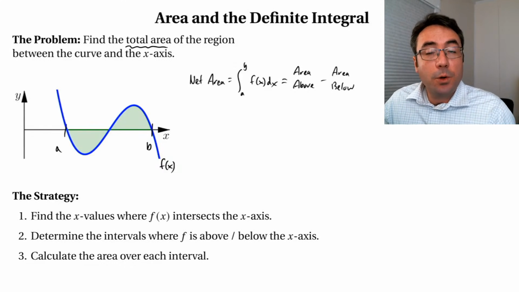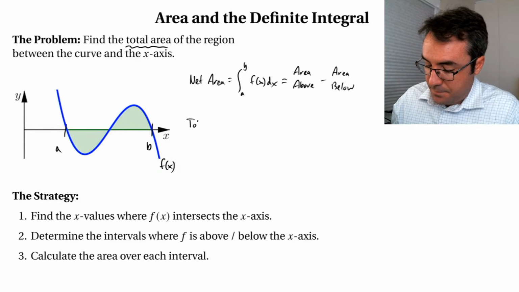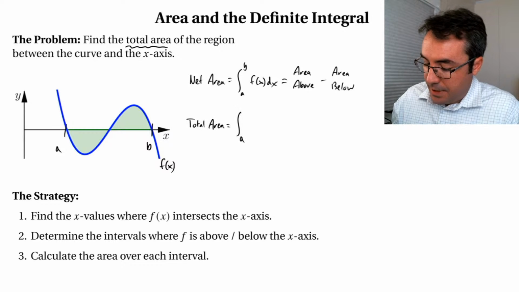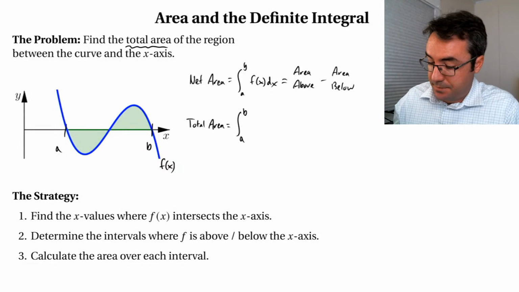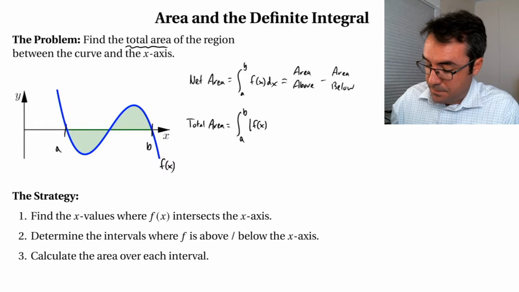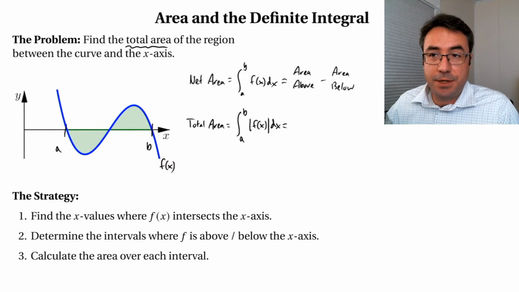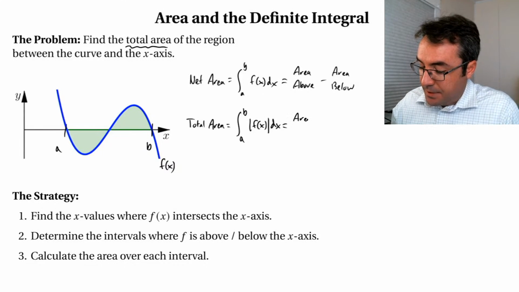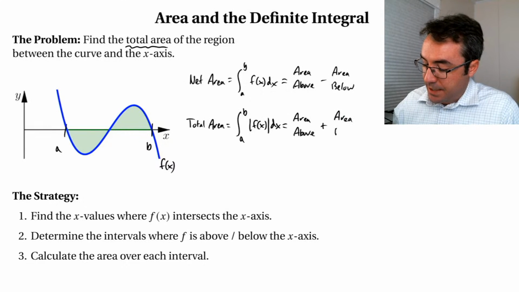So to calculate the total area, we have to instead integrate not just our function, we have to integrate the absolute value of our function. And so the total area of that shaded region is, we have to calculate the area that sits above the x-axis, and then we have to calculate the area that sits below the x-axis, and we add those two areas together.